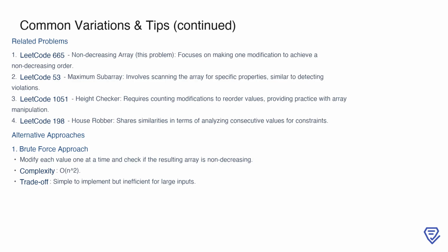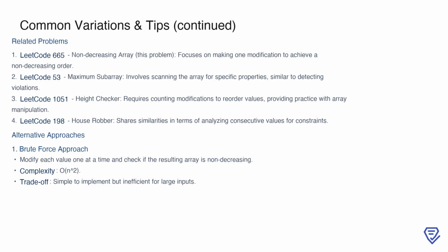For instance, in LeetCode 665, the focus is on making one modification to achieve a non-decreasing array, which is the exact problem we're tackling here. LeetCode 53, maximum subarray, involves scanning an array for specific properties, a similar technique to identifying violations in this problem. In LeetCode 1051, height checker, you practice counting modifications needed to reorder values, which also involves array manipulations. Lastly, LeetCode 198, house robber, shares the concept of analyzing consecutive values under certain constraints.